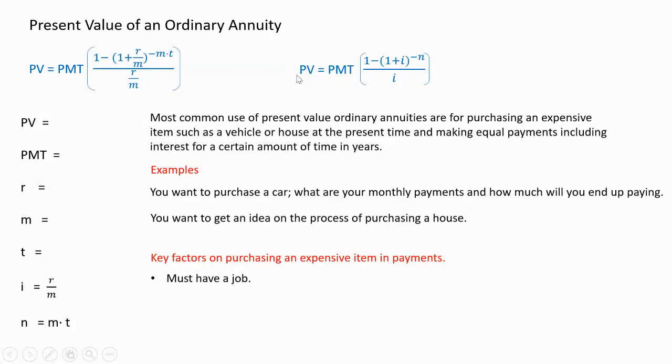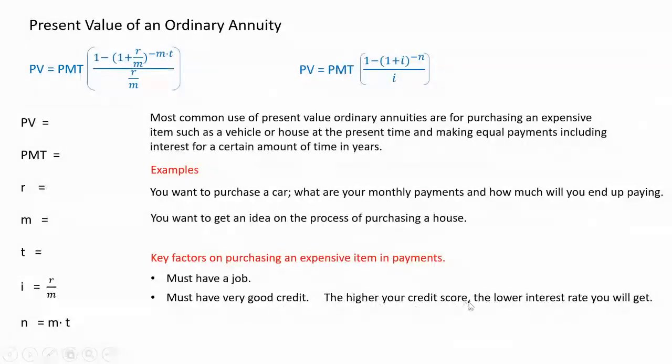Hey guys, the PV stands for the amount you're going to borrow right now from the bank to purchase an expensive item. The present value is the money that you're going to borrow from the bank. So you must have a job. No job, no money. They're not going to lend you anything. Also, you must have very good credit. The higher your credit score, the lower the interest rate you will get.